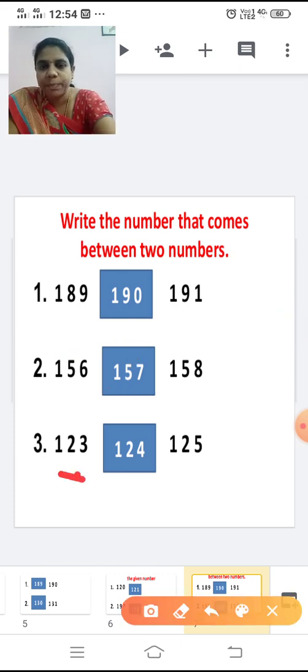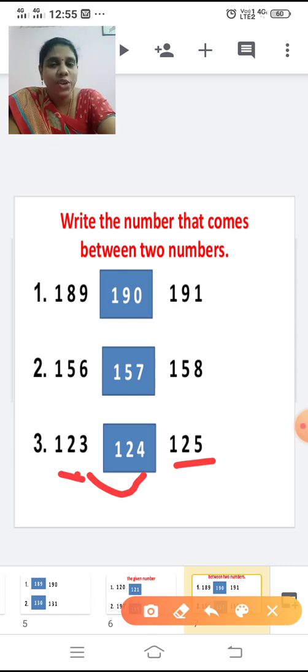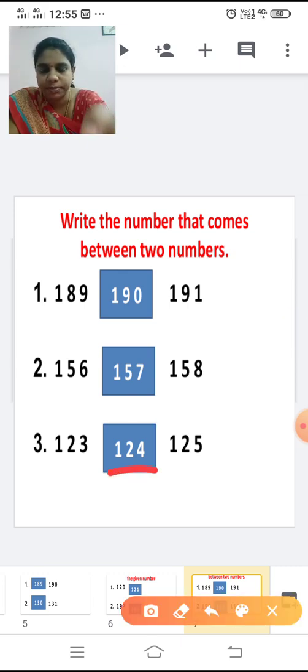Third one, 123, 125. What number comes between 123 and 125? Yes, after 3, 4, right? So 124. You're going to add 1 in the ones place. So after 123, 124. Before 125, 124. So 124 comes between 123 and 125. So write 124 inside the box.